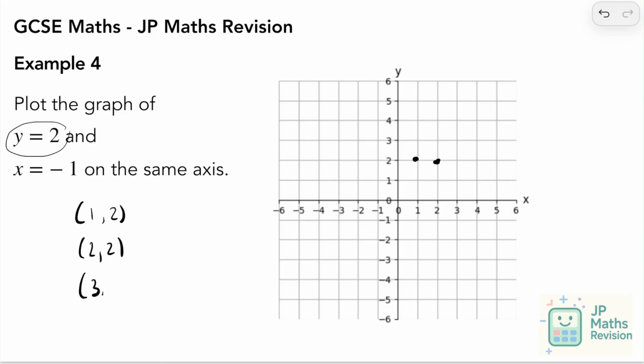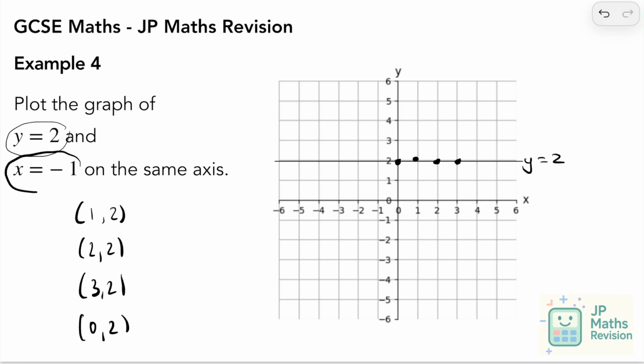We could plot 3, 2. 3, 2 would be here. We could plot 0, 2, so 0, 2 would be here. So it doesn't matter as long as the y coordinate is 2. So as you can see, these points here are forming a horizontal line. So the line y equals 2 is simply a horizontal line at 2. So we just draw a straight line like this, and this is y equals 2.